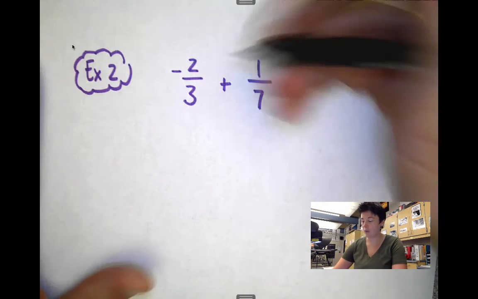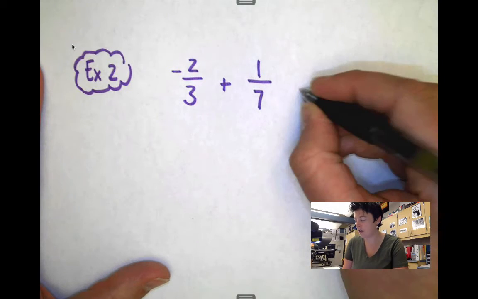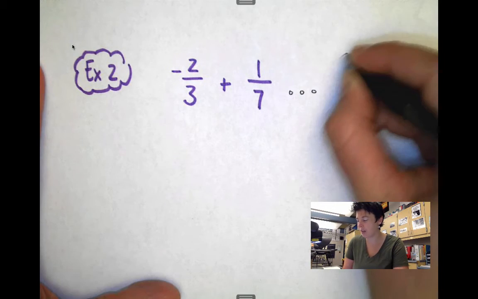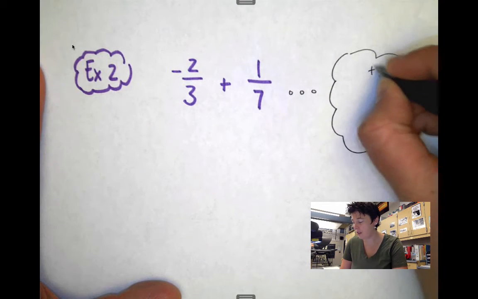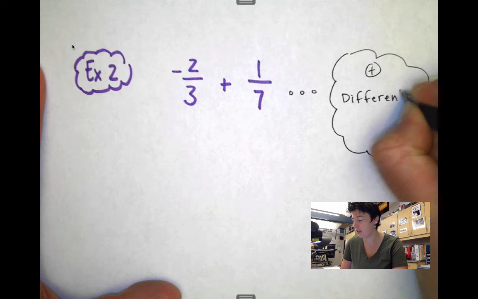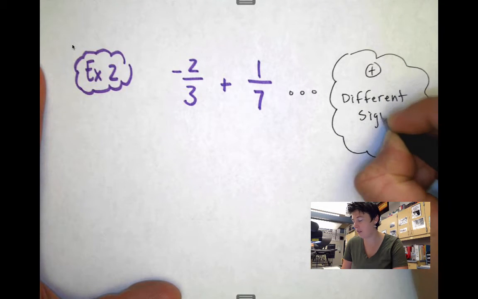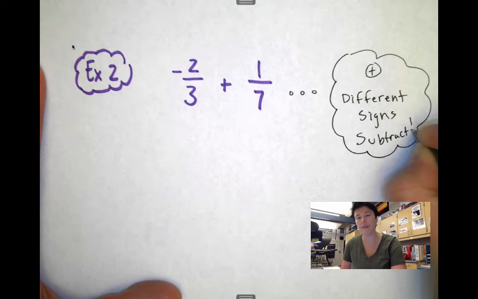Again, one of them is negative, one of them is positive. I see different signs. So in my head, I'm thinking I'm adding with different signs again. Addition with different signs means I'm actually going to be using subtraction. So I'm going to subtract. Something I just have to remember.